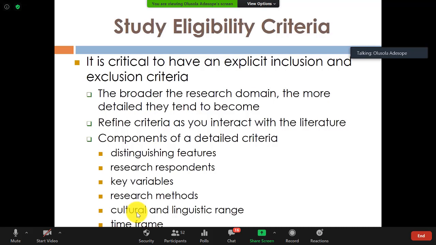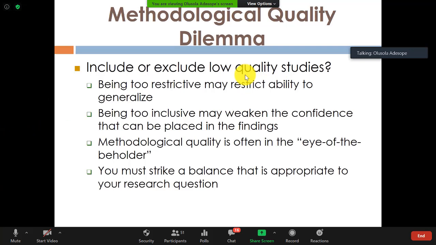Do you want only journal papers, or you want conference papers, and you want to search in grey literatures? Those are questions that would define what those selection criteria will look like. And I would encourage you always include not just only journal papers, but also conference papers and technical reports as well. Do I include or exclude low-quality studies? Someone already asked these questions. Being too restrictive may restrict your ability to generalize. Being too inclusive may weaken the confidence that can be placed in the findings. So you've just got to stay in the middle ground.